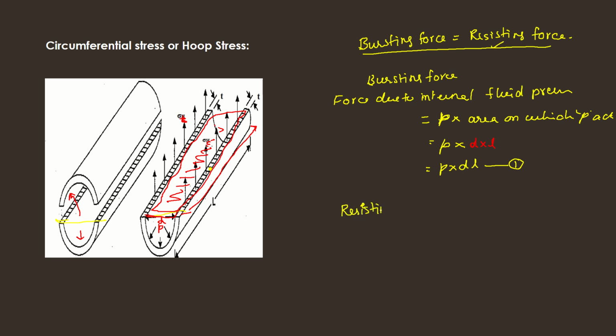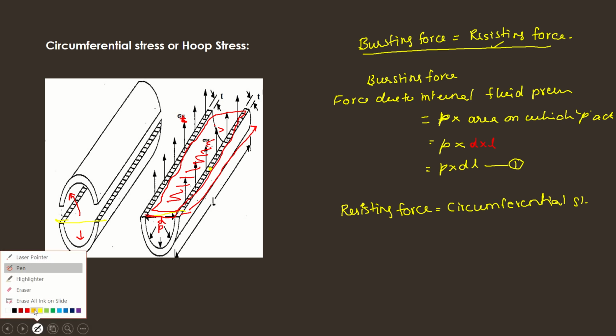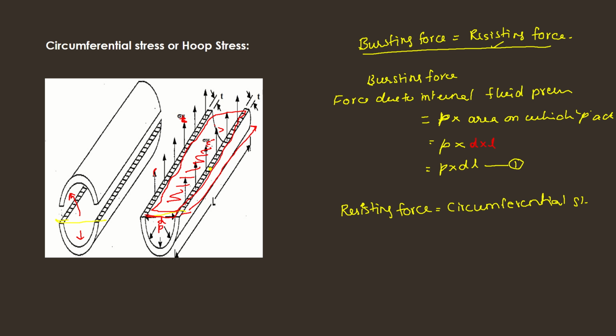Resisting force. That is internal resistance offered by the tube. So that is also called as circumferential stress. Here you can see the arrow marks. Those arrow marks are showing how the internal resistance will happen. So in this way it is resisting the fluid pressure. It is trying to keep the tube as it is. So sigma c is acting over there, that is the stress.